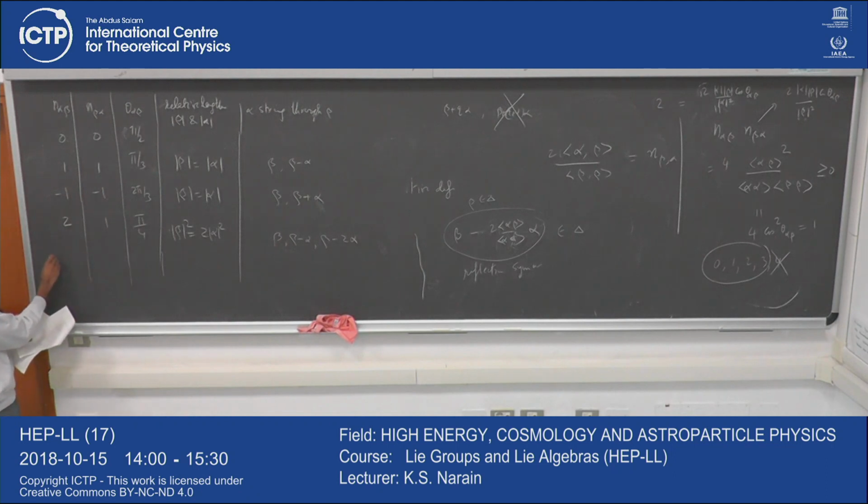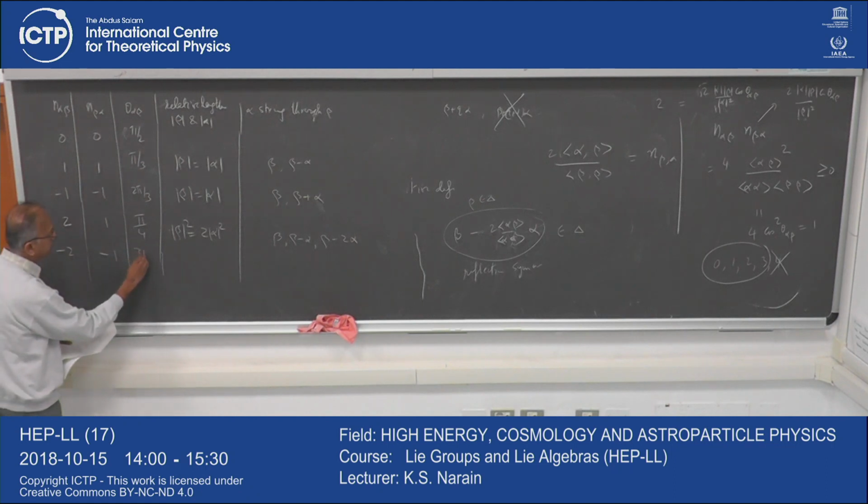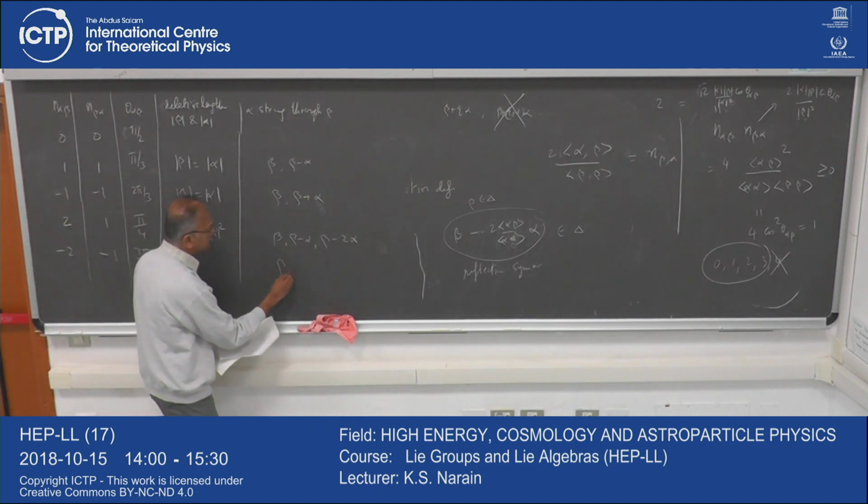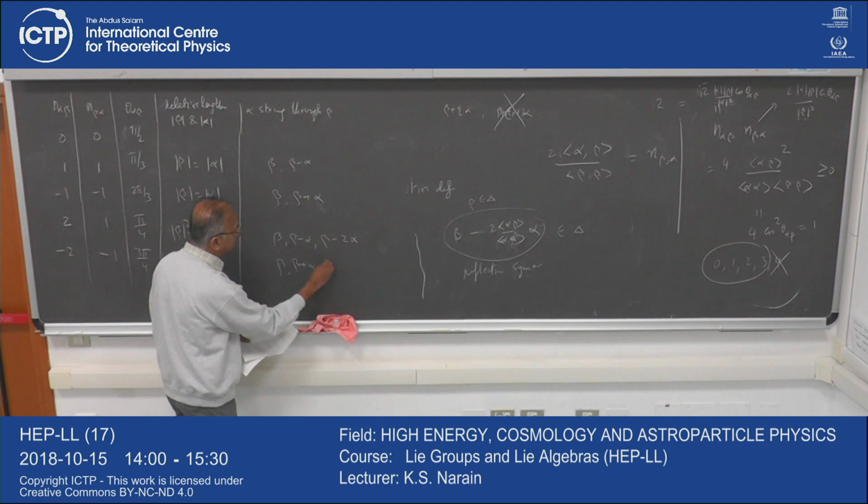And then finally we have 2, again minus 2 minus 1. This is simply 3 pi by 4. This is still true. And this time it is beta, beta plus alpha, beta plus 2 alpha.